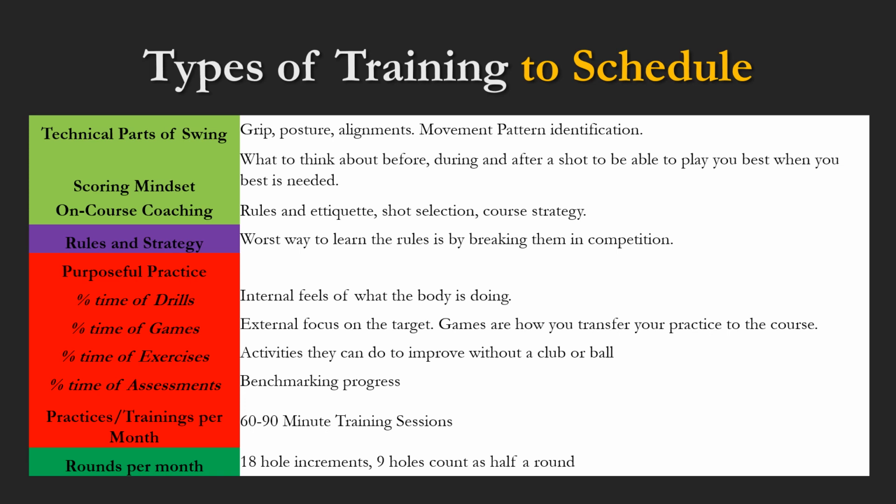And then exercises, anything you can do without a club or a ball. And then assessments are benchmarking progress. Those might be the games or skills that we do in our weekly training sessions, or just simply scoring, right? If it's plus or minus par, whatever that is. How many training sessions are you getting in a month, and then the rounds per month.